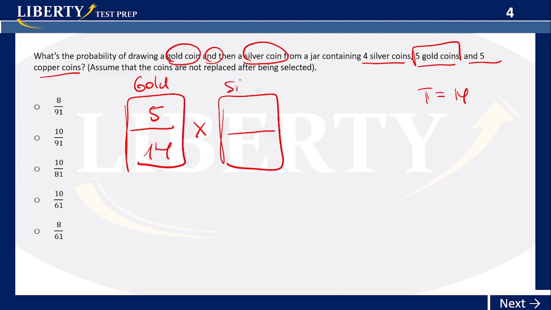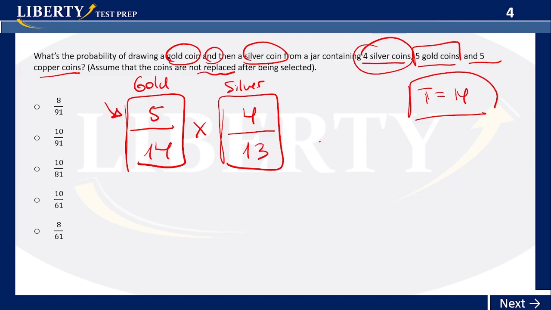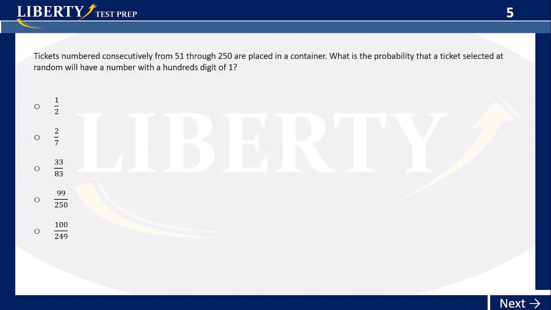silver coin. So there are 4 silver coins in total. So I have 4 here. And then on the denominator, I will have 14, but in this case, it cannot be 14. Why? Because the coins are not replaced. So I already took 1 on the first one, so I've got to discount that 1 I took, and I get 13. Okay. So in this one, I got 2/7, and 7 times 13 is 91. And here I have 10/91. Which is letter B. Okay. Pretty easy, right? Now let's go here to number 5.